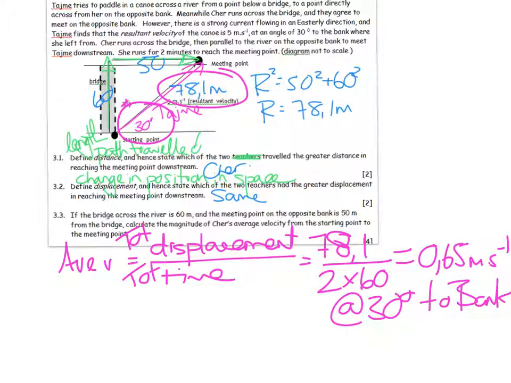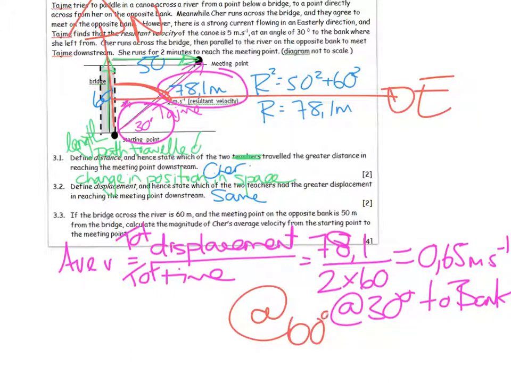Or if you wanted to, you could have also said, well, I know that east is to the right. So if that is the east, that is the north, then this angle over here is just at 60 degrees. But a direction is appropriate when you are dealing with velocity.